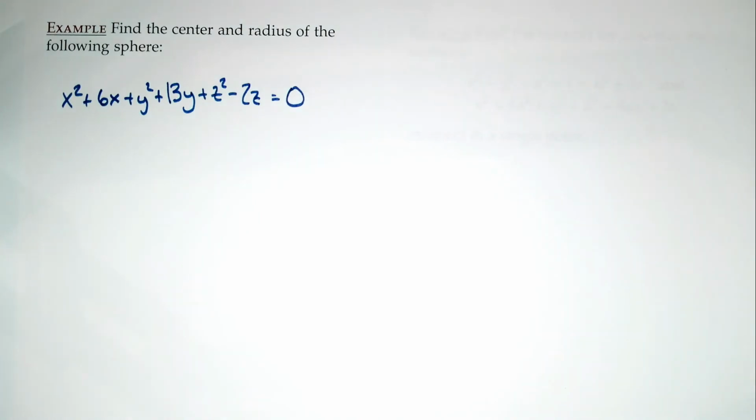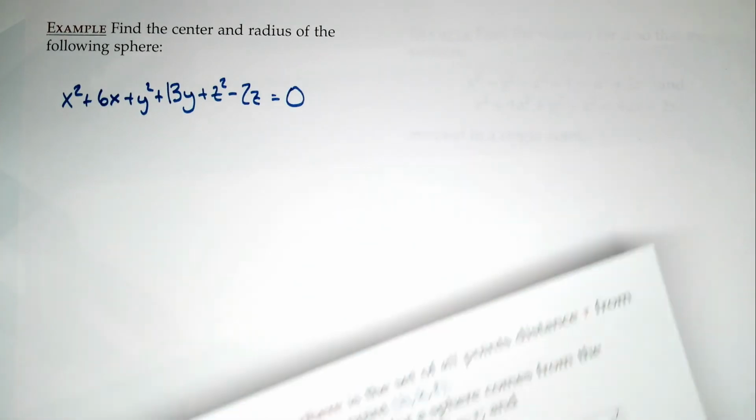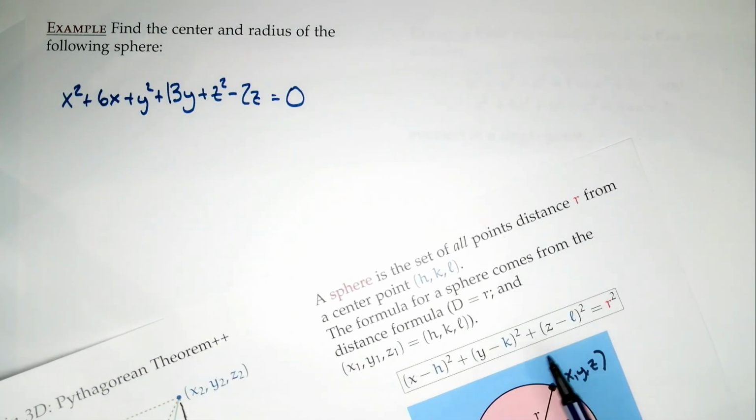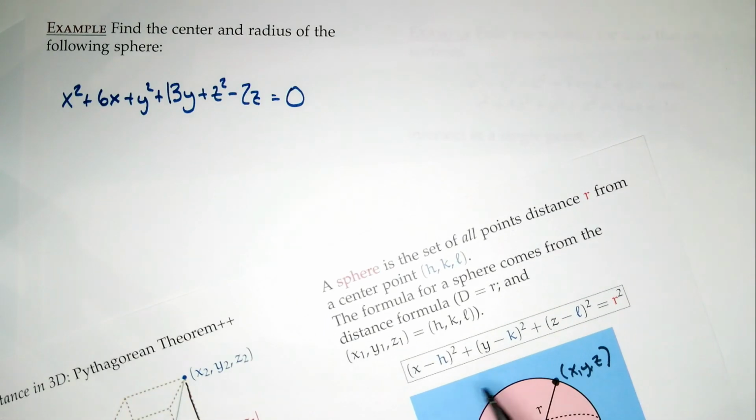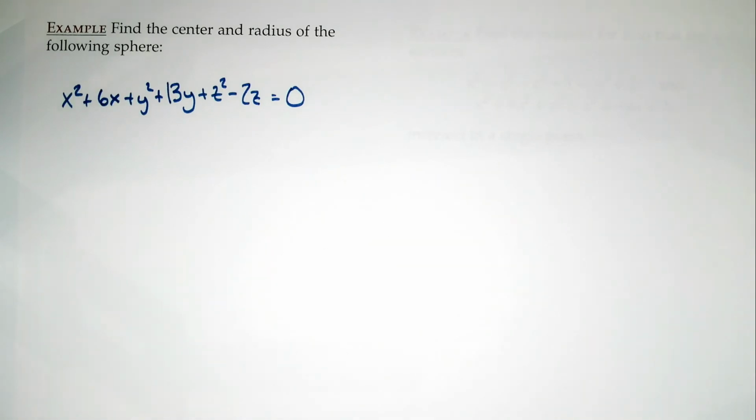Okay. So I claim this is a sphere. Now, you might say, I don't think you're right, but that's okay. I'll try to convince you. Why might we not think it's a sphere? Well, it doesn't have the form of a sphere. A sphere looks like (x minus h) squared plus (y minus k) squared plus (z minus l) squared. We don't have that. Not yet.